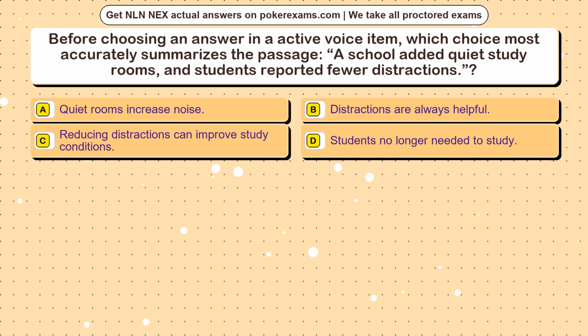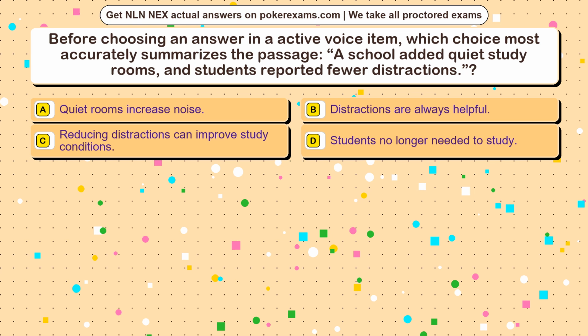Question 9. Before choosing an answer in an active voice item, which choice most accurately summarizes the passage? A school added quiet study rooms, and students reported fewer distractions. Option A, quiet rooms increase noise. Option B, distractions are always helpful. Option C, reducing distractions can improve study conditions. Option D, students no longer needed to study.